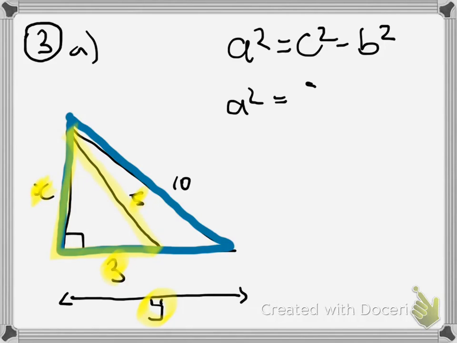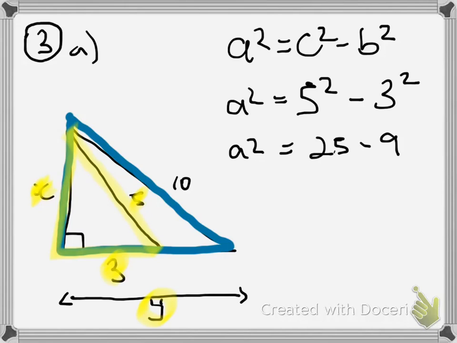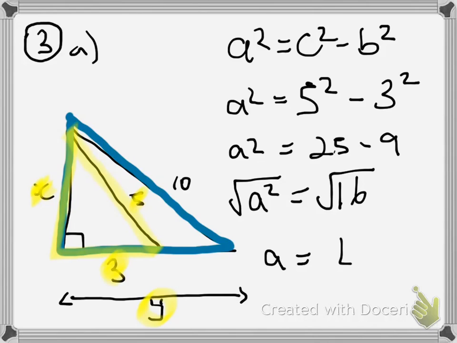A squared equals 5 squared take 3 squared. A squared equals 25 take 9. A squared equals 25 take 9 is 16. Now I just need to make sure I square root my final answer so that I'm left with just a. The square root of 16 is 4. So x in this case equals 4.